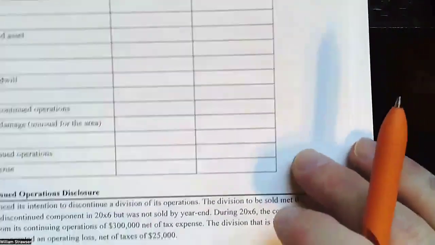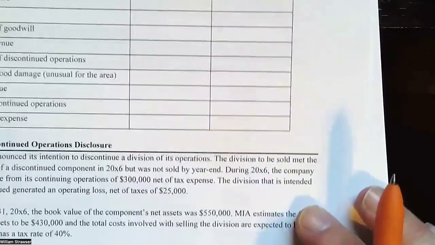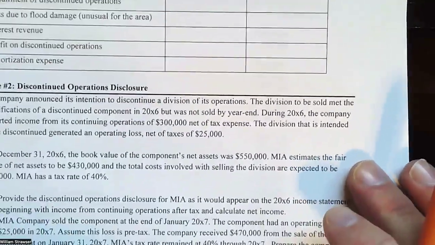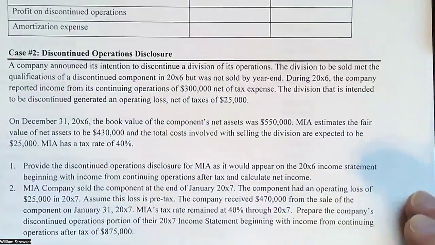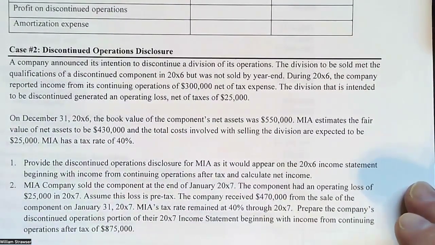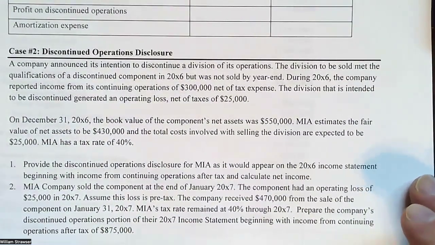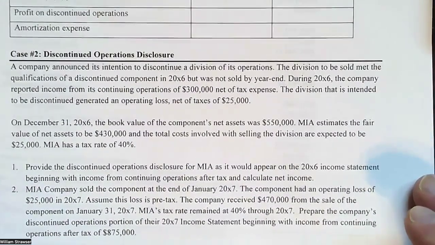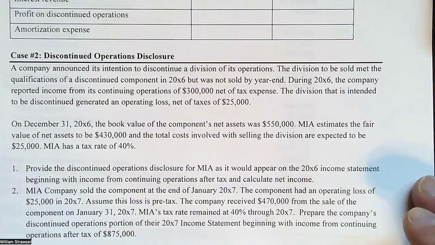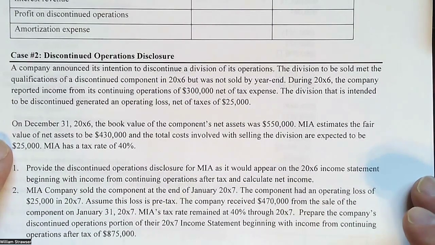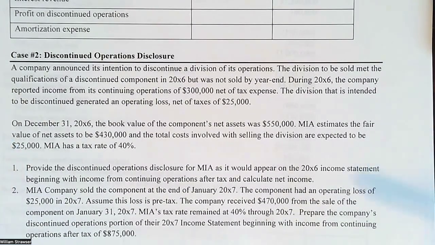Now, cases number 2 and 3 are a little bit more difficult. Both of them have you prepare a discontinued operations disclosure. And I would say of the two, case number 3 has more components to it.